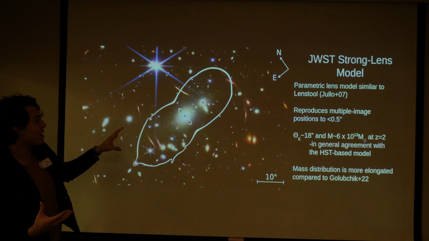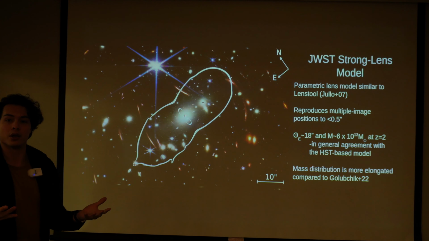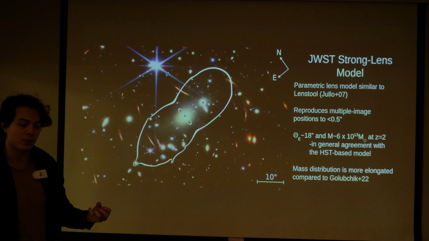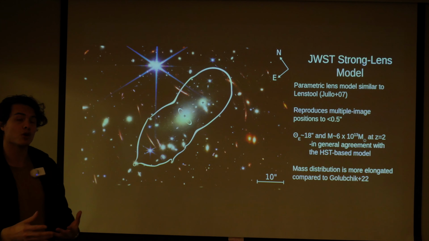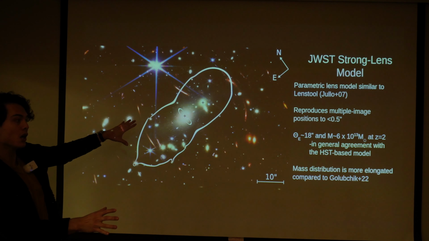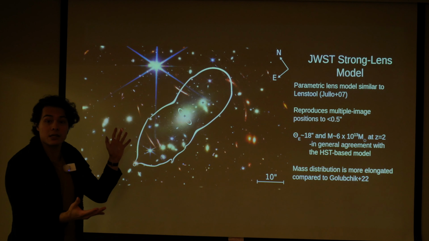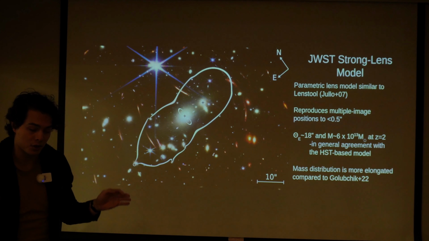Which means that we might actually be seeing a cluster in its formation. All of these galaxies still interacting with each other, maybe groups of galaxies merging into one large galaxy cluster. And so this could give us insight into the evolution of how galaxy clusters form in the first place.